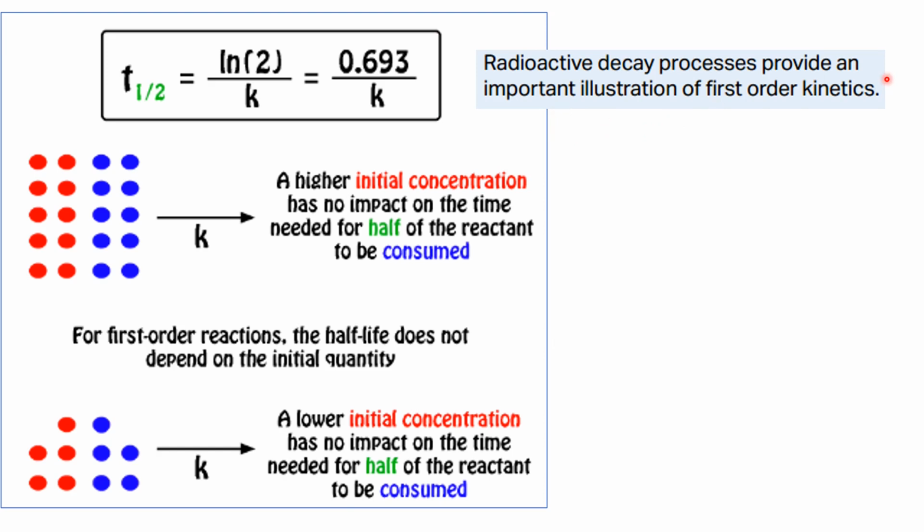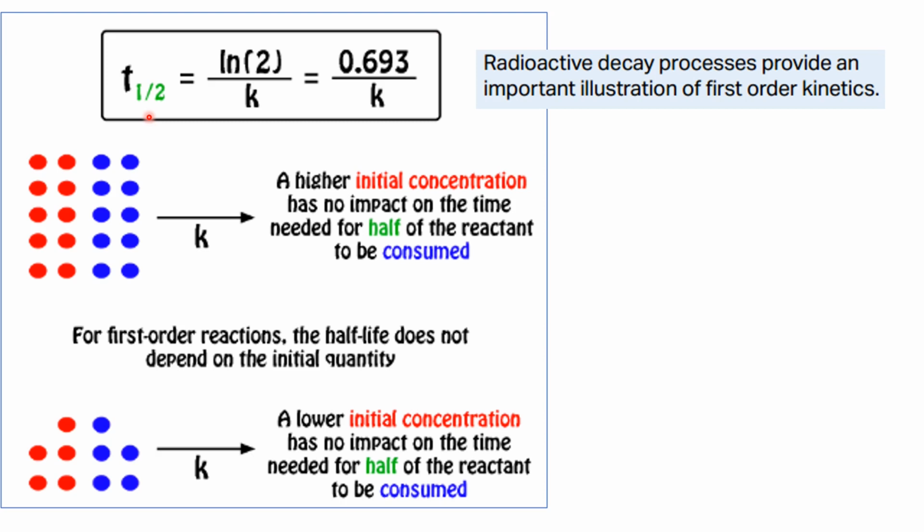Radioactive decay processes provide an important illustration of first order kinetics. So whenever we are talking about radioactive decay processes, they are mostly first order reactions. Let me tell you the meaning of T half. T half is basically the half-life of that reactant. Half-life means how much time it has taken to become half of what we had started with.